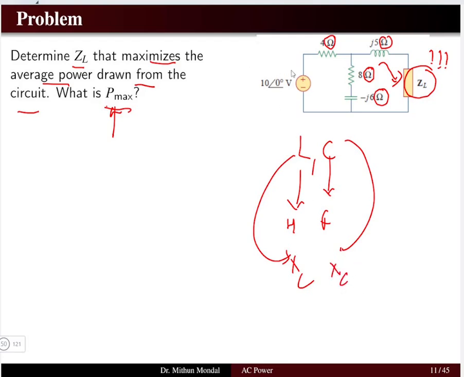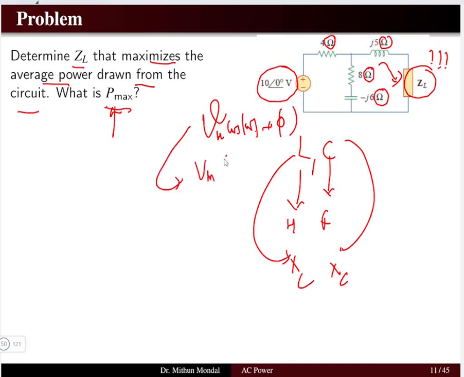Second thing we have to do is observe the source. If the source is written in the form of cos omega t, like Vm cos of omega t plus phi, then we have to convert that into the phasor form. So Vm angle of phi. We have to convert that in that format.